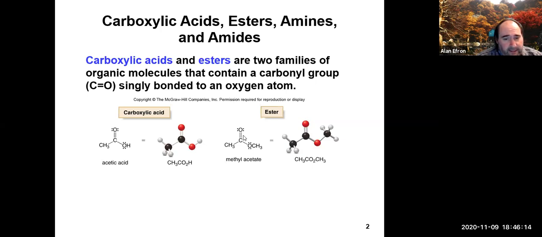Let's start with the carboxylic acid, esters, amines, and amides. So we saw carboxylic acid a minute ago. It has the functional group of carbon, oxygen, oxygen, hydrogen here. And again, that is oftentimes abbreviated COOH in terms of our carboxylic acid. And so sometimes in formulas, when you see that written, it is representing our carboxylic acid functional group here.